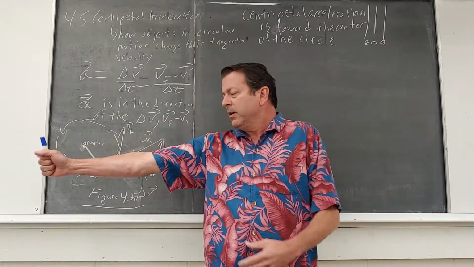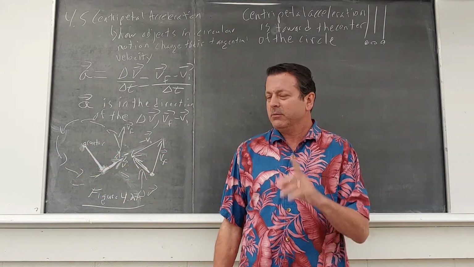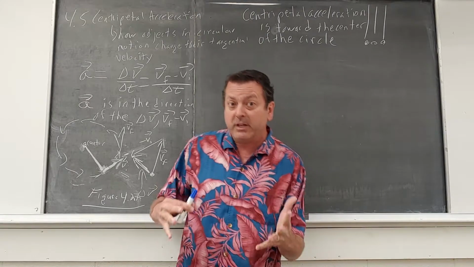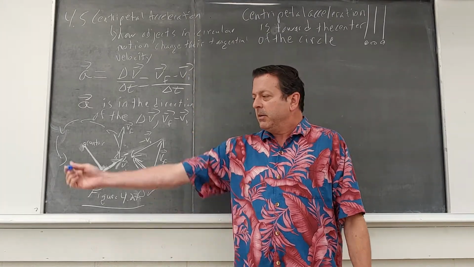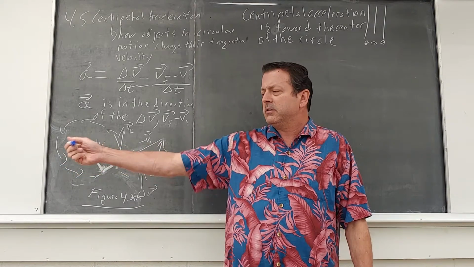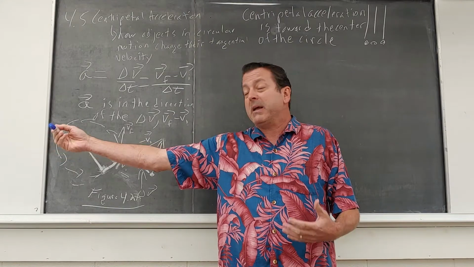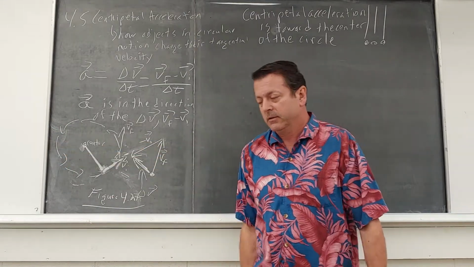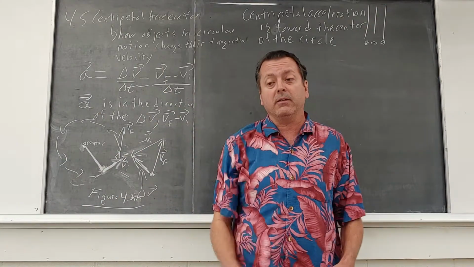So my arm is the agent. And we'll talk more about that later. Not the 007 agent. But it's what affects that motion. It's what makes the object accelerate. It changes the motion of an object to make it go in a circular path.